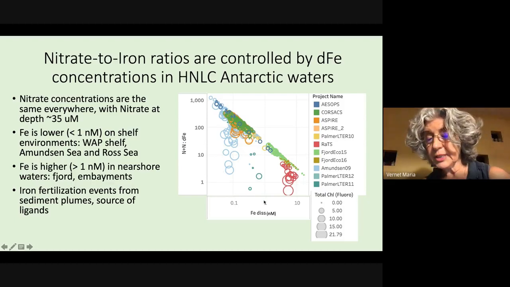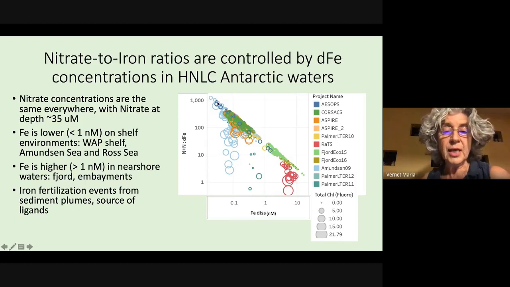The other interesting point is that the 1 nanomolar of iron in the water column seems to divide the two families of curves, the low ratios and the high ratios.